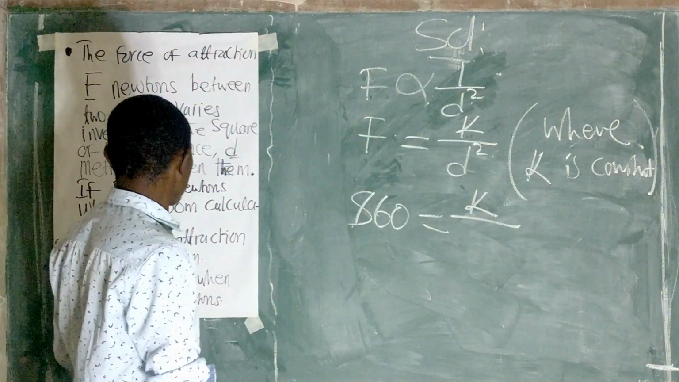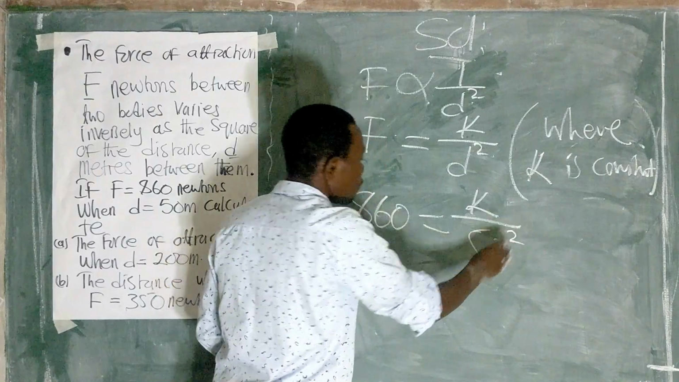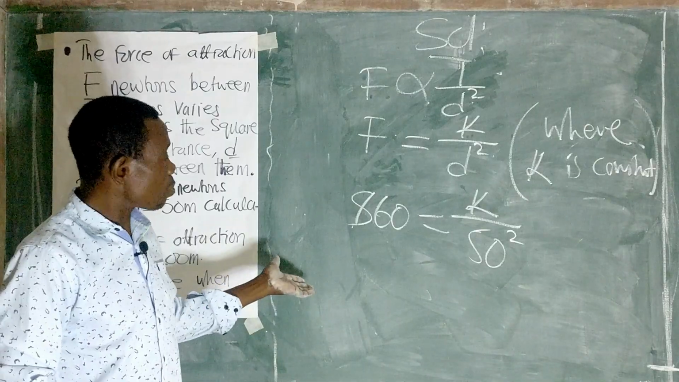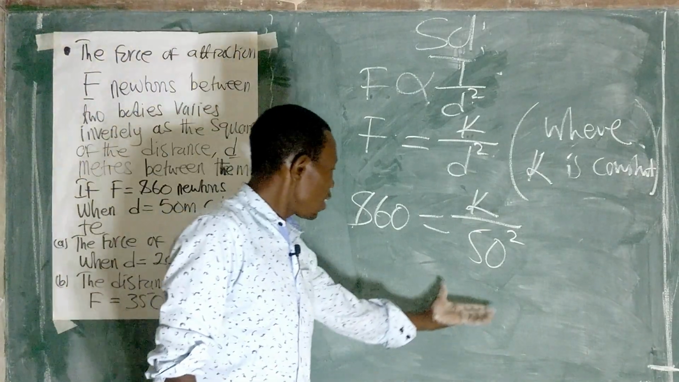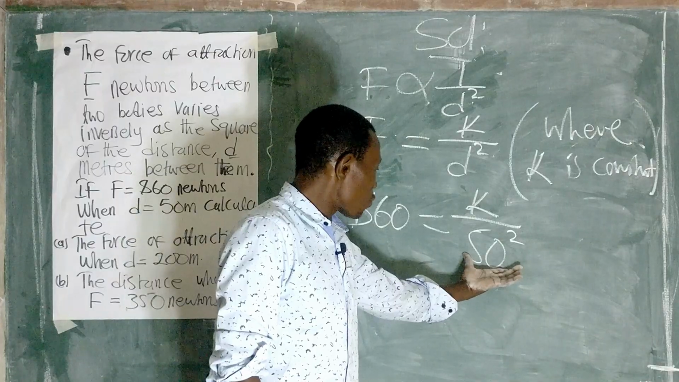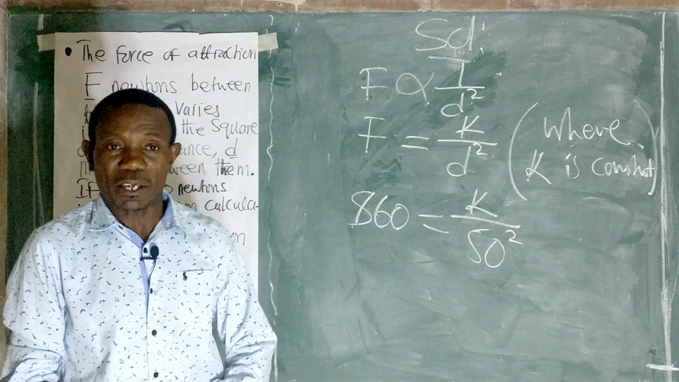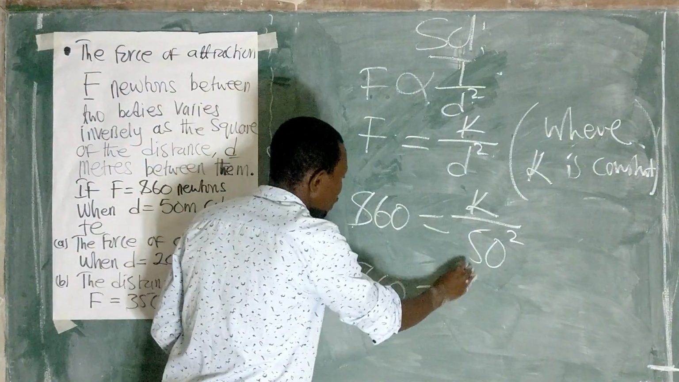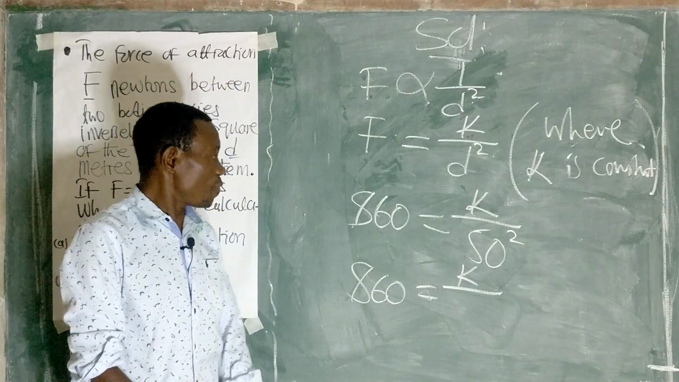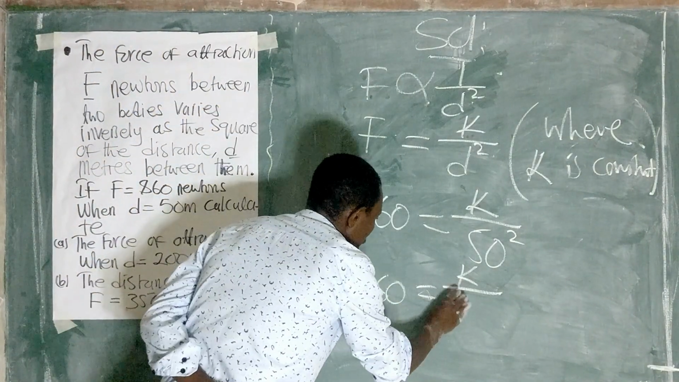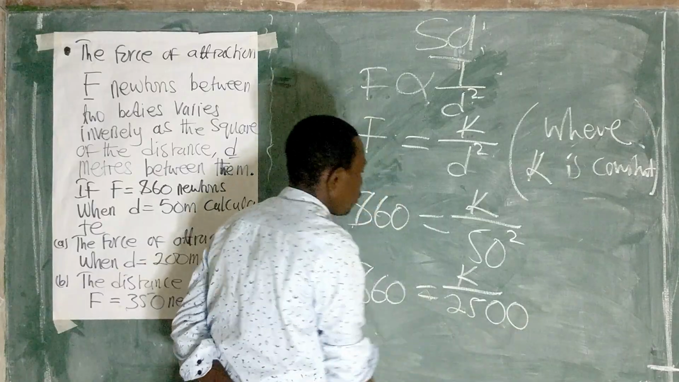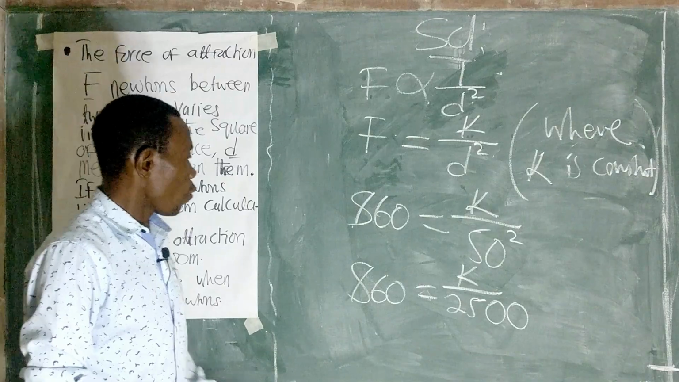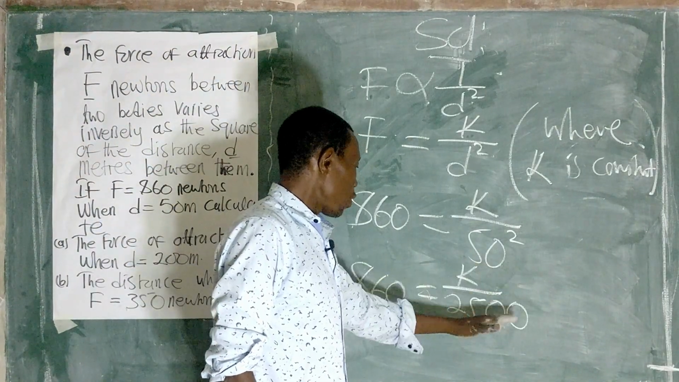Your d squared in this case is 50, so you write 50 squared. Then this is just simple arithmetic. Just simplify this part. 50 squared is just 50 times 50. So you go on like 860 is equal to k over 50 times 50, and that is 2,500. So that is the value of 50 squared.